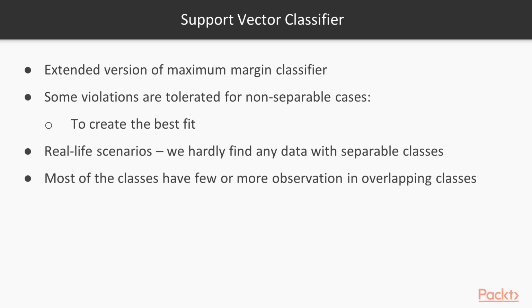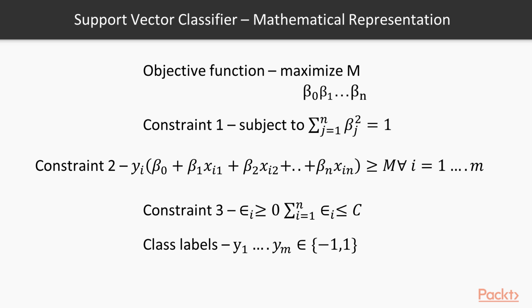Another type of SVM is support vector classifiers. They are an extended version of maximum margin classifiers in which some violations are tolerated for non-separable cases in order to create the best fit, even with slight errors within the threshold limit. In real-life scenarios, we hardly find any data with purely separable classes. Most of the classes have a few or more observations in overlapping classes. The mathematical representation of the support vector classifier is like this.